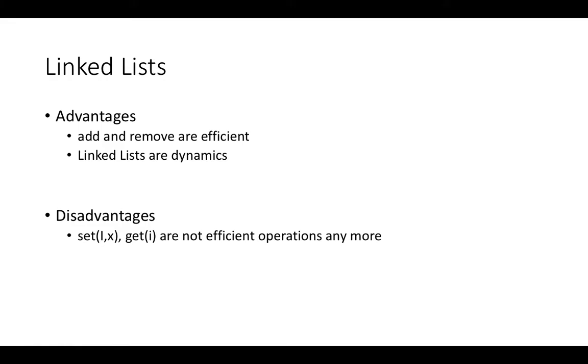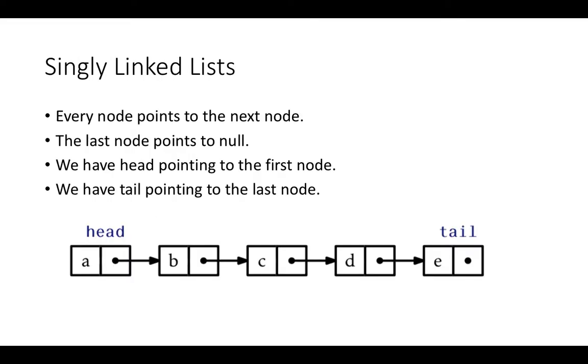The advantage of the linked list is that we can add and remove. They are efficient operations. And the linked list is dynamic, there is no fixed size like in the array. So we can add elements as much as we want. There is no limit for the addition. The disadvantage is that we cannot use set and get in an easy way. They are not efficient.